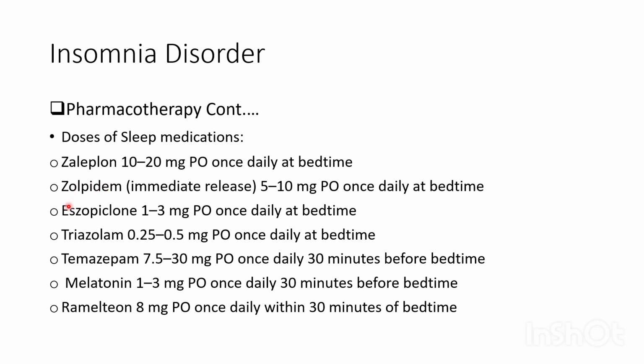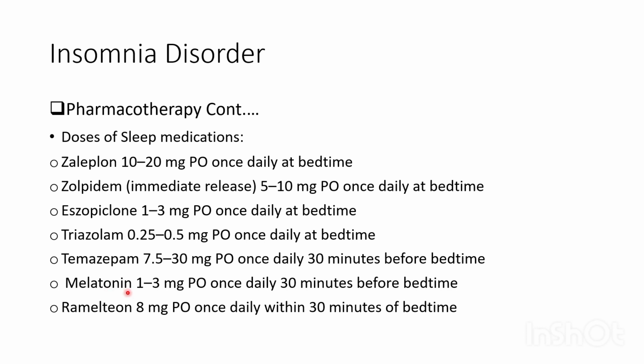Zaleplon, zolpidem, eszopiclone are benzodiazepine receptor agonists. Triazolam and temazepam are benzodiazepines. Triazolam 0.25 to 0.5 mg per oral once daily at bedtime. Triazolam is short-acting. Temazepam 7.5 to 30 mg per oral once daily, 30 minutes before bedtime. Temazepam is intermediate-acting.